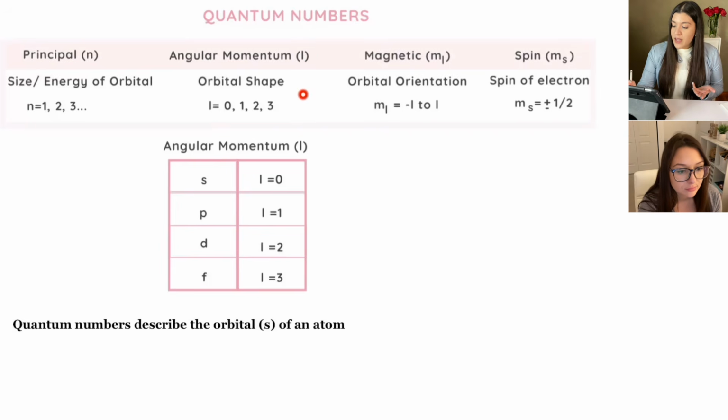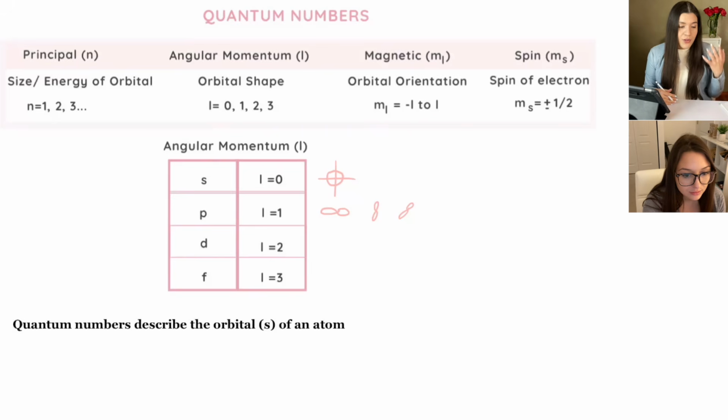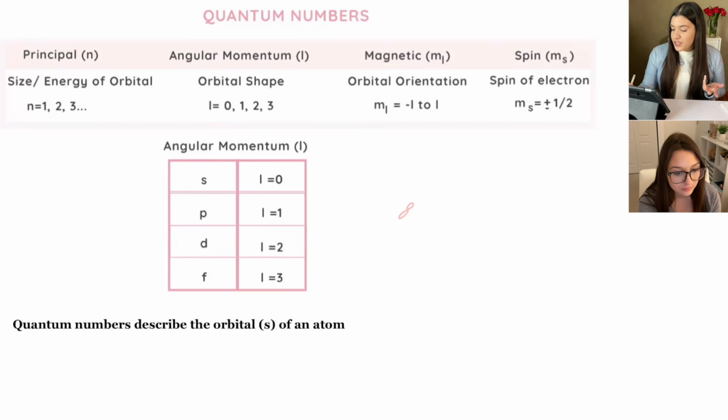And then the next one, which is l, or angular momentum, just means what shape is it? Is it s, p, d, or f? And remember those shapes that we were looking at before, like s had more of a sphere shape, and p looked kind of like a balloon, like those balloon animals. And d and f were a little bit more complex. You're not expected to know the shapes of d or f, but that's basically just describing the shape.